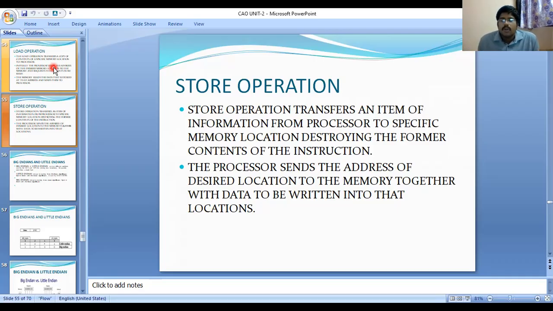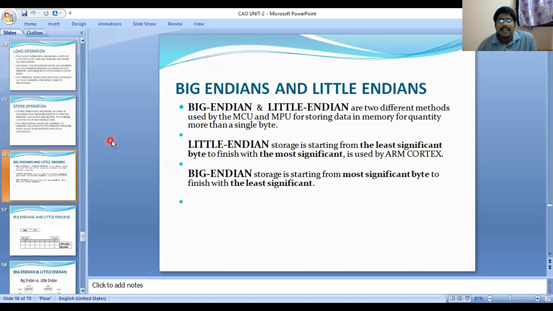What is meant by store operation? Store operation is nothing but transferring the data from the register into the memory location. This phenomenon is called store operation. Then there are two ways of storing the value or contents in a register into the memory. Those two ways are nothing but big endians and little endians.